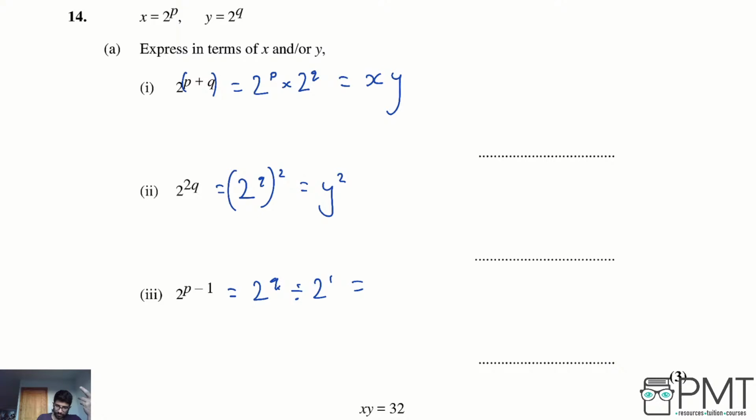Then this is going to be 2 to the q, which is y over 2. Is it y? No, sorry, this is p. This is not 2 to the q. This is 2 to the p, which means this should be an x. Right. That's part A. Let's look at part B.